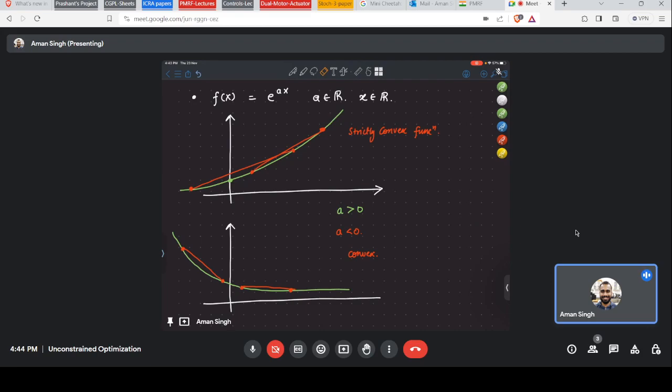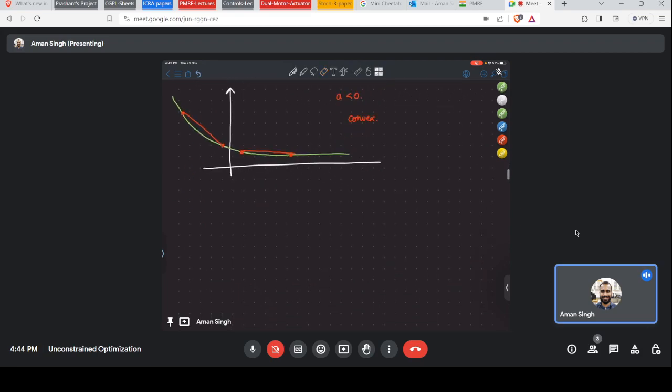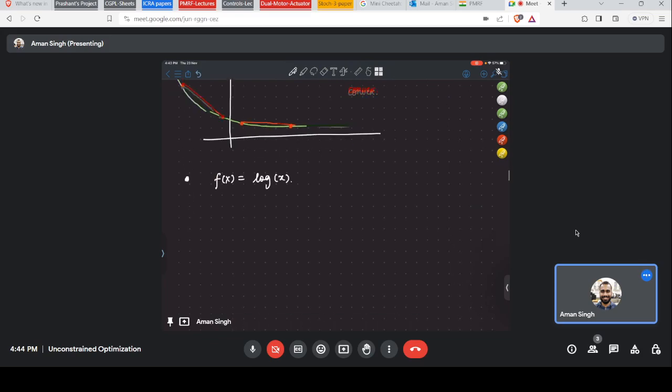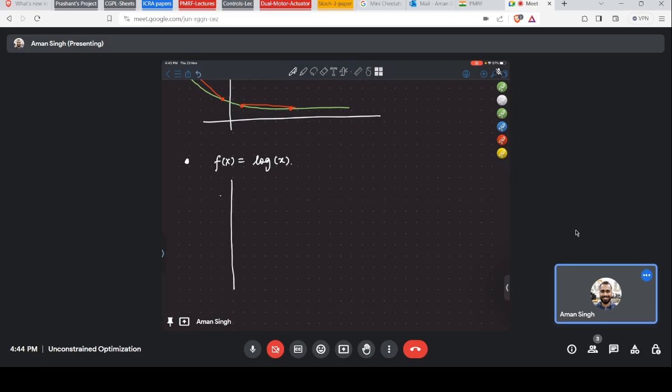Now let's look at a function which is concave. I want to give you an example which is concave. So let's say we look at log x. So log x has a graph something like this, and if I want to check through that point thing, if I take 2 points, draw a line, it's below the function. So this is a concave function. Log x is a concave function, and it's a good example of a concave function.